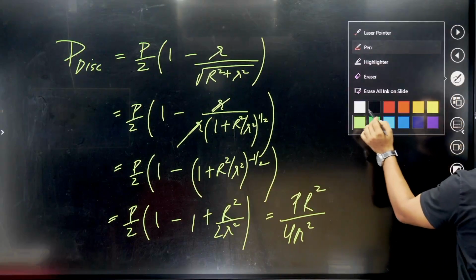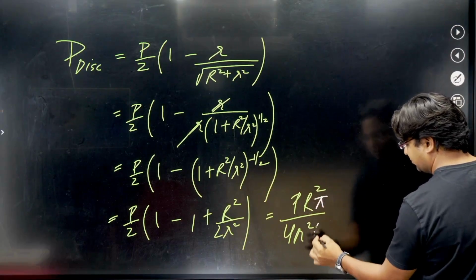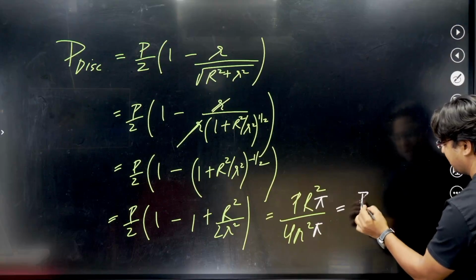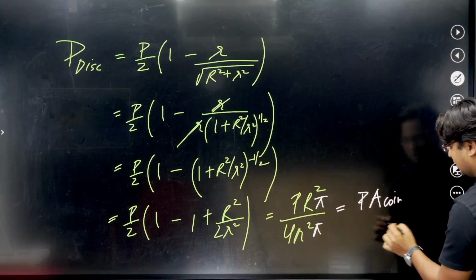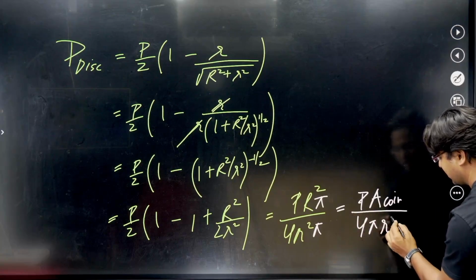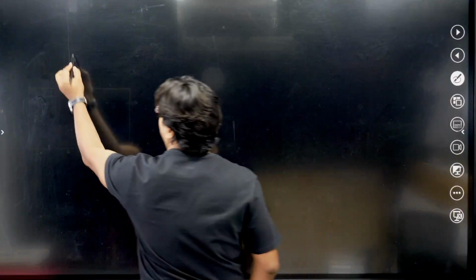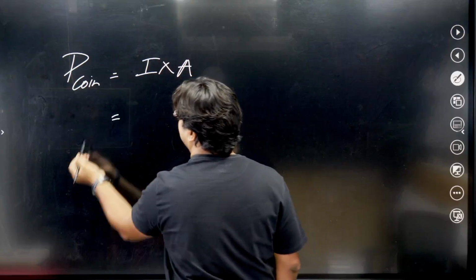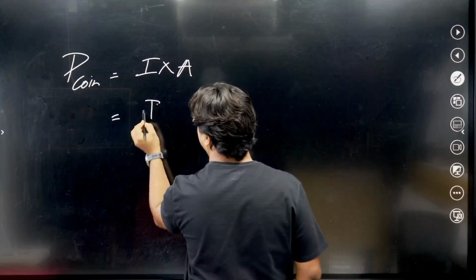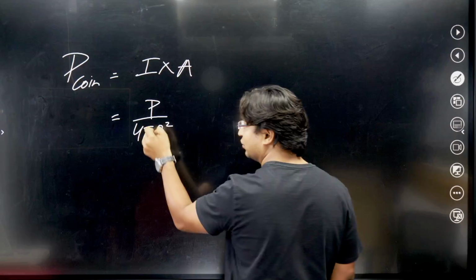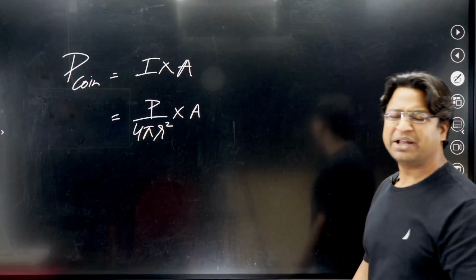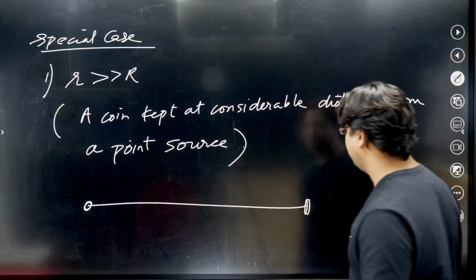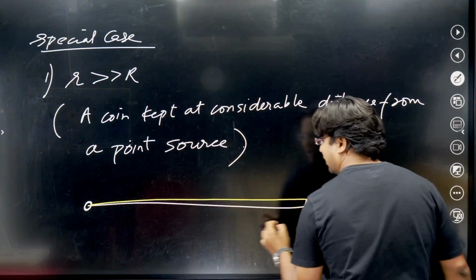Then if you multiply with pi in numerator and denominator, what does it become? It becomes P into pi R square, that is P into the area of the coin, divided by 4 pi r square. In other words, the power incident on the coin is intensity into area. P by 4 pi r square is what? This is the intensity at the location of the coin, into the area. Why did it become like this? Is there any reason? If you check this, if I try to draw the rays that will be incident on the coin, scale would have been better.